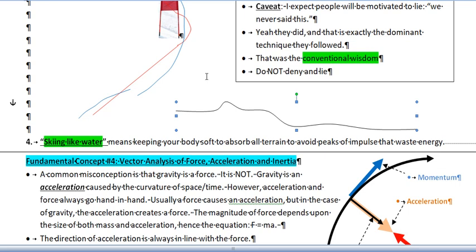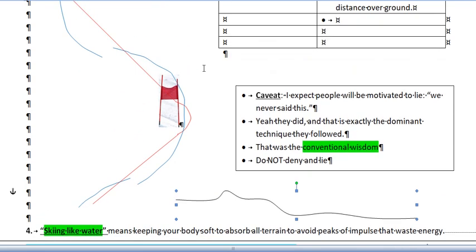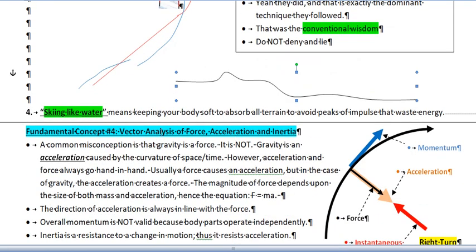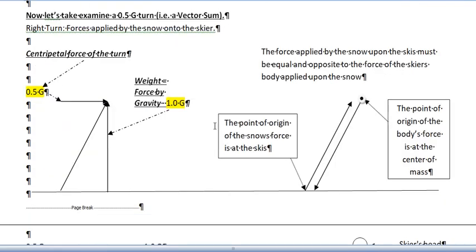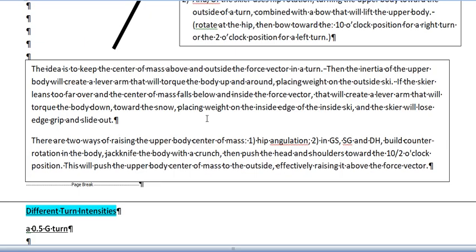Some examples. Okay. All right, I think that's it. The next lesson we're going to talk about is vector analysis of force, acceleration, and inertia. This is going to be a little bit more complicated, right?